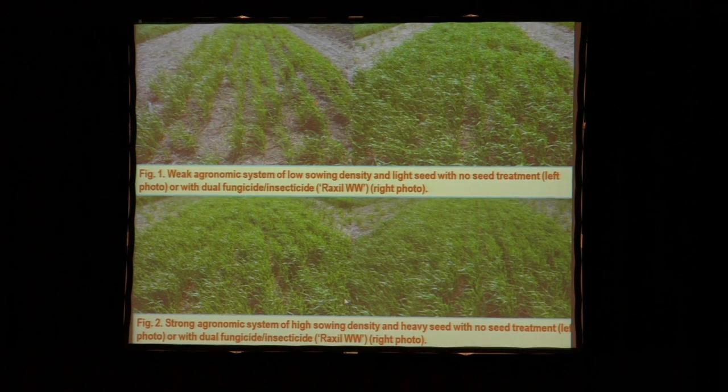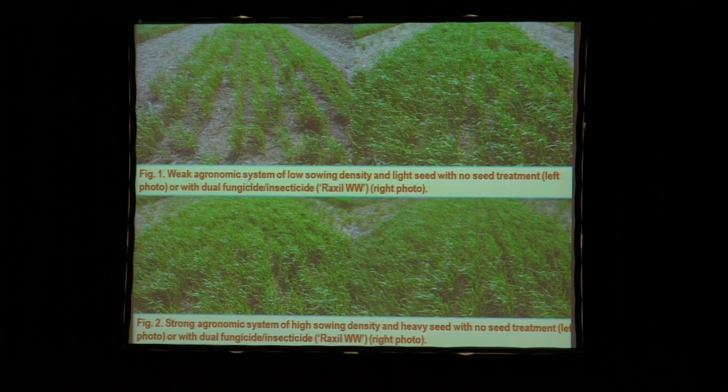As you can see from this picture, we did create quite a range of agronomic systems, from a low plant population with no seed treatment and very thin seed or low vigor seed, to a very strong agronomic system of high seeding rate, good seed lot, and a seed treatment. This upper left here is that poor agronomic system of low plant population, no seed treatment, and thin seed. And just by adding the Raxil to that system, you can see we made quite a difference in terms of how that stand looks and ultimately what kind of grain yield potential was centered around that system from just the seed treatment, which frankly was a surprise to me.